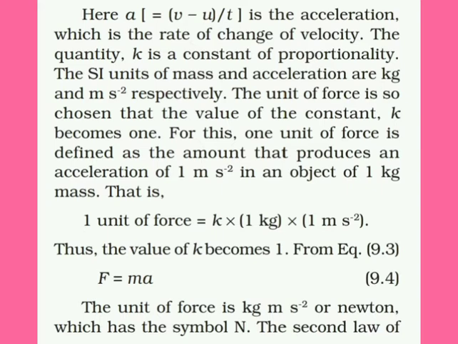The unit of force is so chosen that the value of the constant k becomes 1. For this, 1 unit of force is defined as the amount that produces an acceleration of 1 meter per second square in an object of 1 kg mass. That is, 1 unit of force equal to k into 1 kg into 1 meter per second square. Thus, the value of k becomes 1. Then F equal to ma. The unit of force is kilogram meter per second square or Newton, which has the symbol N.